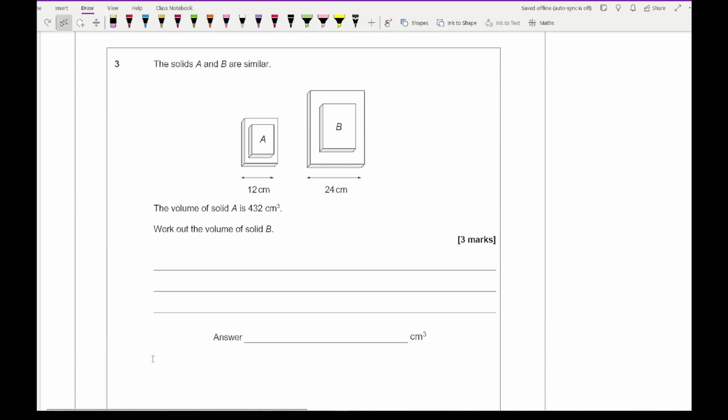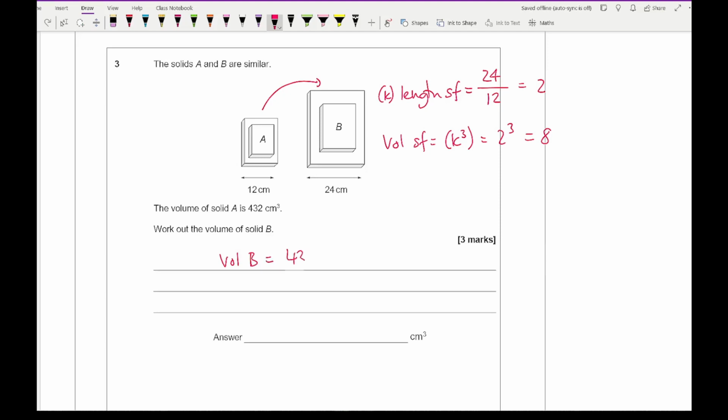Then moving on to question 3, it says that the solids A and B are similar. The volume of solid A is 432, and the question is asking me to work out the volume of B. So here the length scale factor is what I need to work out first, which is 24 over 12, and that's what k is, and that equals 2. So that means the volume scale factor, which is k cubed, is going to be equal to 2 cubed, which is 8. So as I'm going from small to big, I've got to multiply by the scale factor. So the volume of B is going to be 432 multiplied by 8, which again, if it was on a non-calculator paper, I'd have to work that out, but I get an answer of 3456.